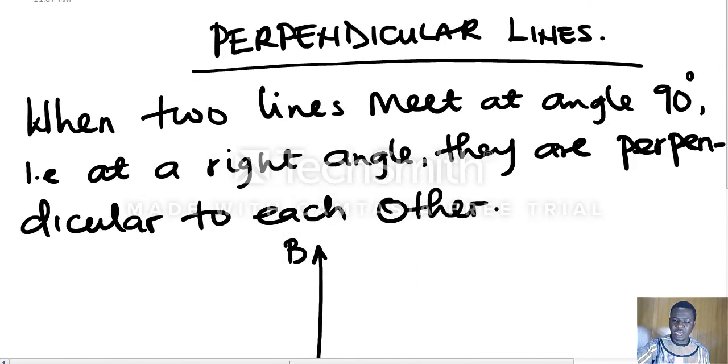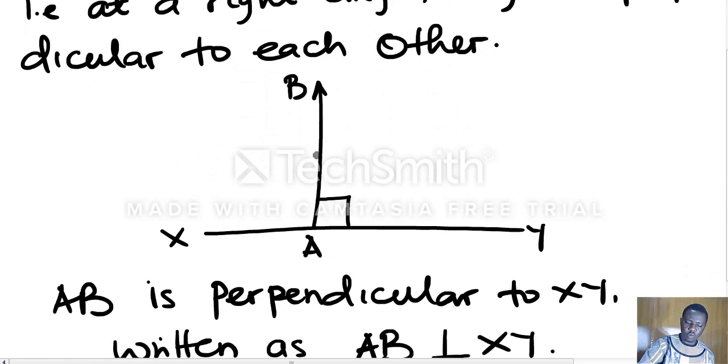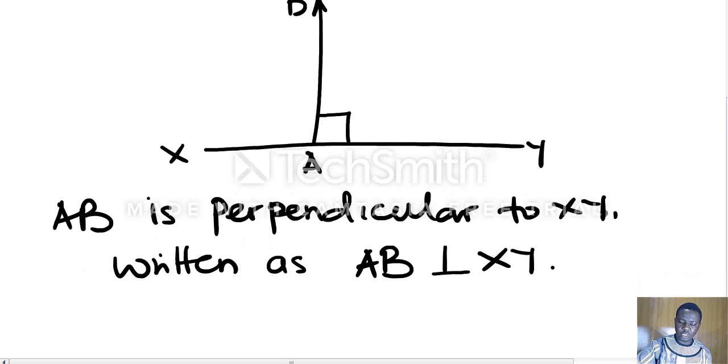Next is perpendicular lines. We say when two lines meet at an angle of 90 degrees, that is, at a right angle, they are perpendicular to each other. And this is an example of perpendicular lines. We say AB is perpendicular to XY because they form an angle of 90 degrees and they meet only at one point, which is this. So we say AB is perpendicular to XY.